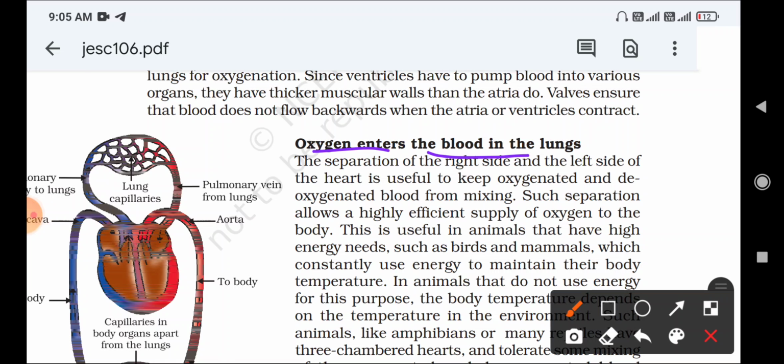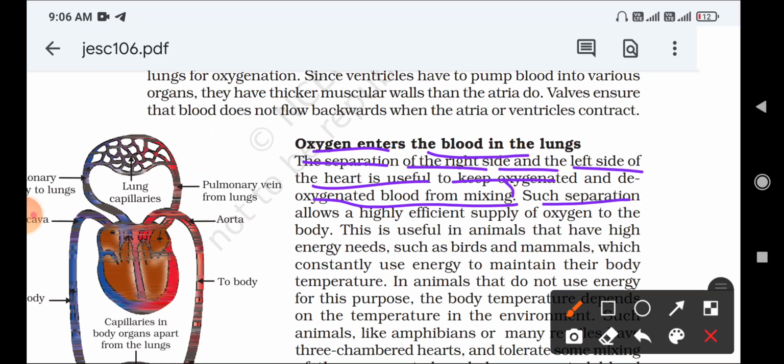Last class we discussed how oxygen enters the body and how carbon dioxide is removed from the body. Next, how oxygen enters the blood through the lungs. The separation of the right side and the left side of the heart is useful to keep oxygenated and deoxygenated blood from mixing. What is the use of the right side and left side of the heart? They prevent the mixing of oxygenated blood and deoxygenated blood. The main basic function of the chambers of the heart, right side or left side, is to prevent the mixing of carbon dioxide blood and oxygenated blood.